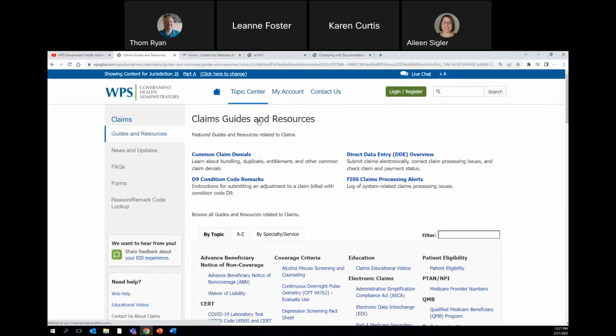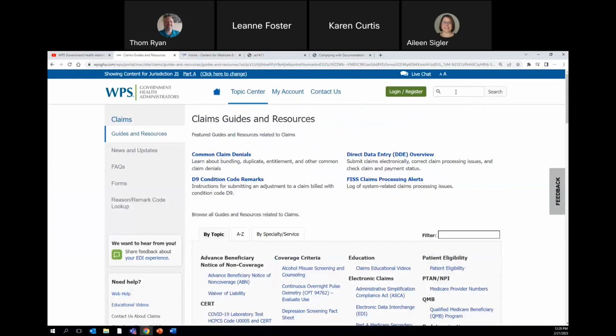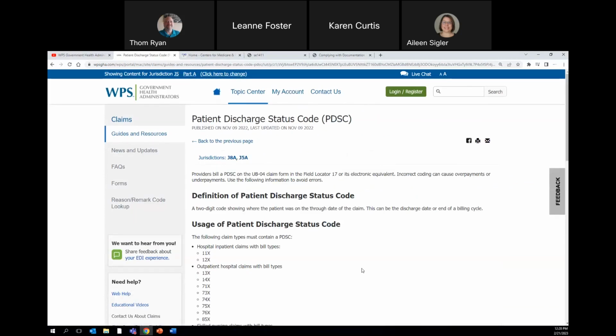When you come in, you're going to go to claims. Now, if you didn't see that, it was, again, Topic Center, claims. You could also filter for patient discharge status code, and you can search that way, however you want to do it. I'm just going to filter for it, then I don't have to try to look down below. So you can see here's what I'm looking for. It's the same article, it's just listed under two different headers. It just gives you some other examples.